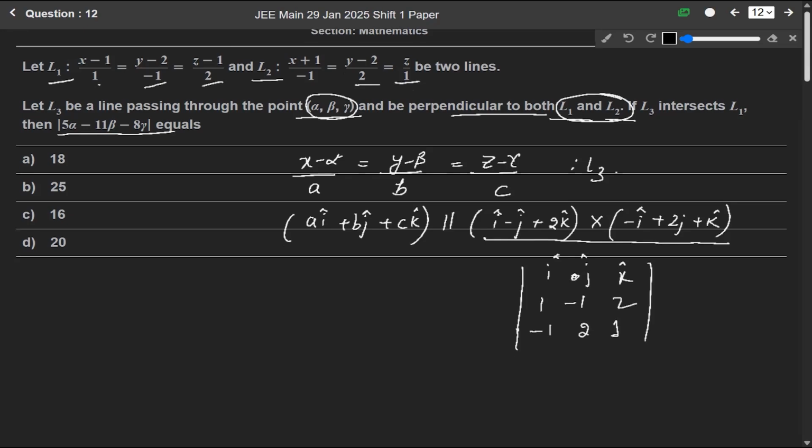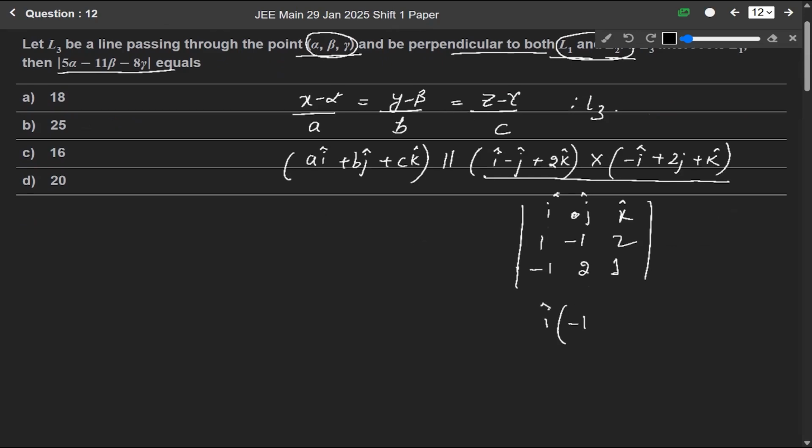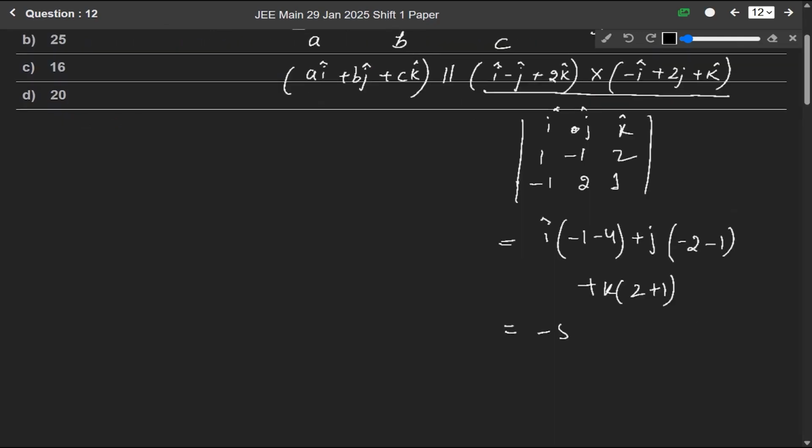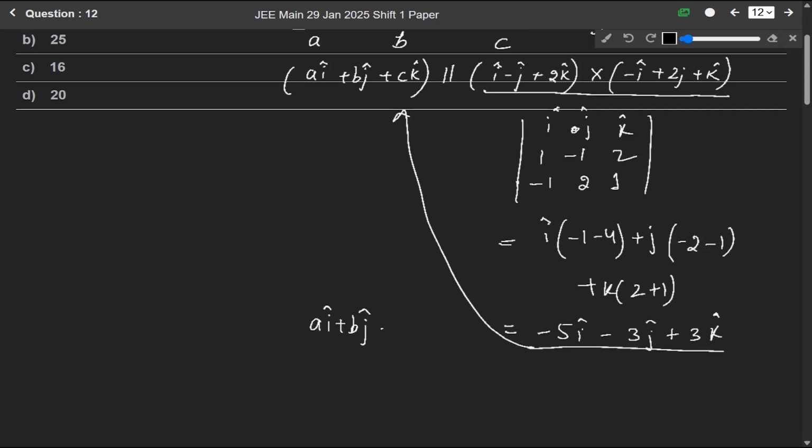So when we solve this, we get i cap equals minus of 1 minus of 4 plus j. This will be minus of 2 minus of 1 plus k, 2 plus 1. So solving it, we get minus of 5 i cap, minus of 3 j cap, and this will be plus 3 k cap. Since this cross product is parallel to A i cap plus B j cap plus C k cap, this is parallel to this.